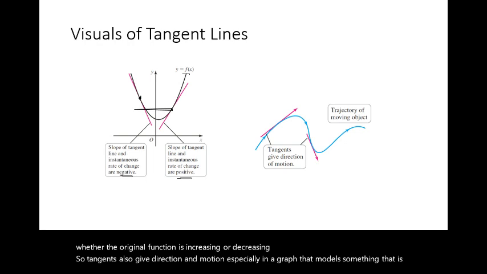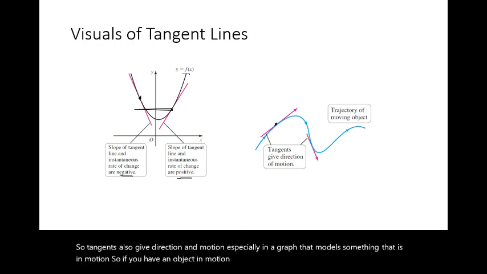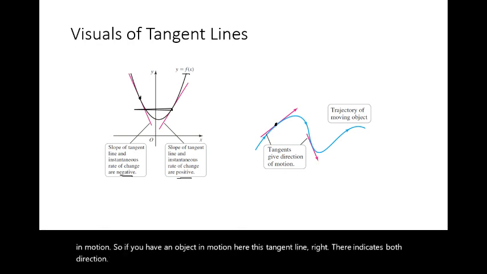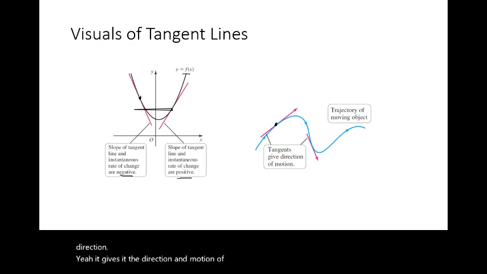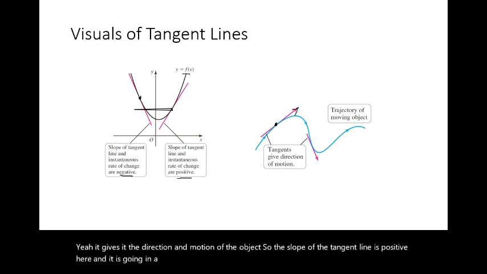If you have an object in motion here, this tangent line indicates both direction and motion of the object. The slope of the tangent line is positive here, and it is going in a positive direction this way. The slope of the tangent line here is negative, and it is going in a negative direction this way.